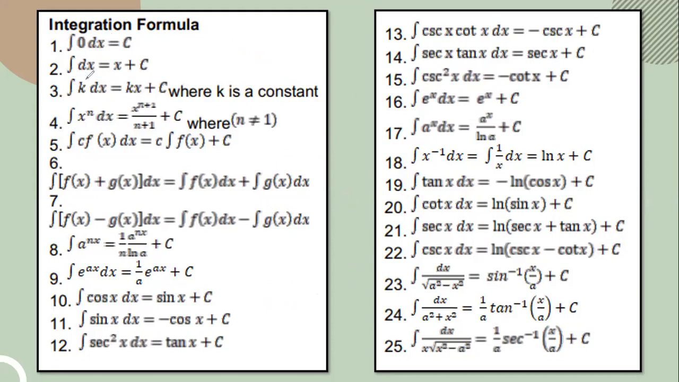For third, integral of k dx. So any constant multiplied to dx, ang sagot ay k multiplied to x. For example, we have the integral of 3 dx. That will be 3x plus c. Kung mapapansin nyo, lahat po yan ay may plus c. Kapag wala pong plus c, ang answer, that will be wrong. Integral, laging may constant. Bakit? Dahil kapag kumukuha tayo ng derivative ng constant, 0 lang naman yan.